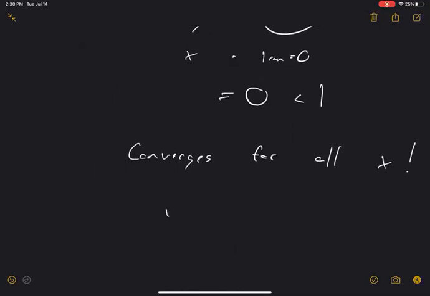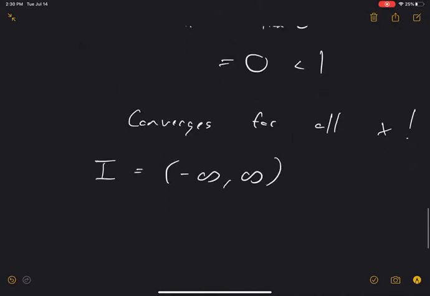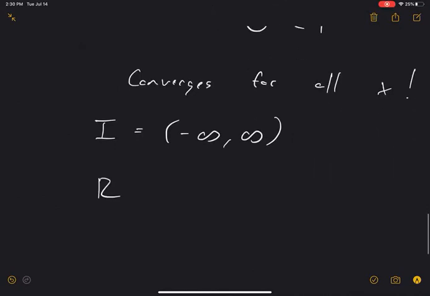So how do I write this interval of convergence? Well, that would be negative infinity to infinity. Okay. How do I write my radius of convergence? Well, what's half this distance? Well, that's still infinity.